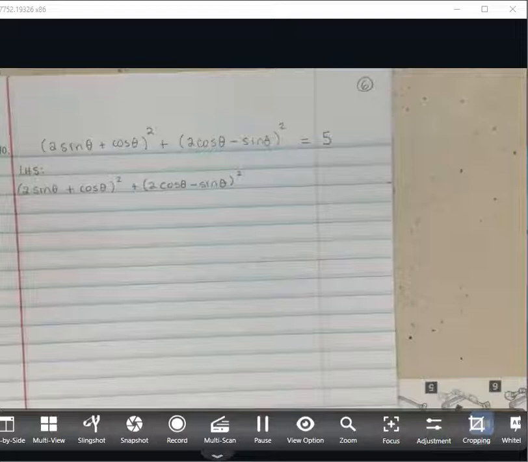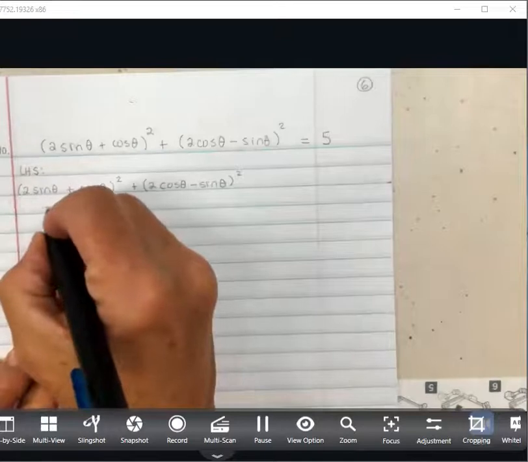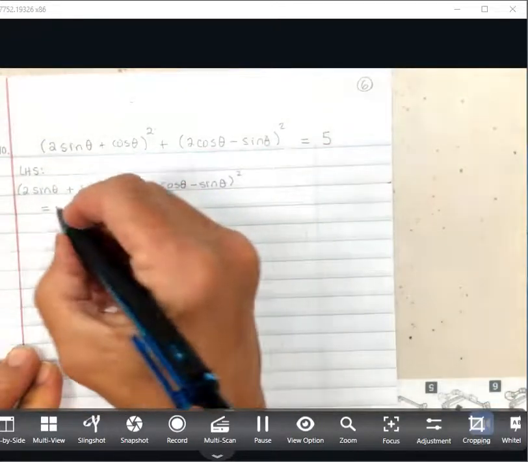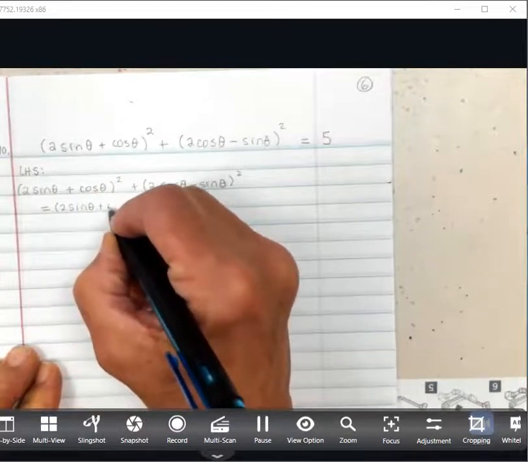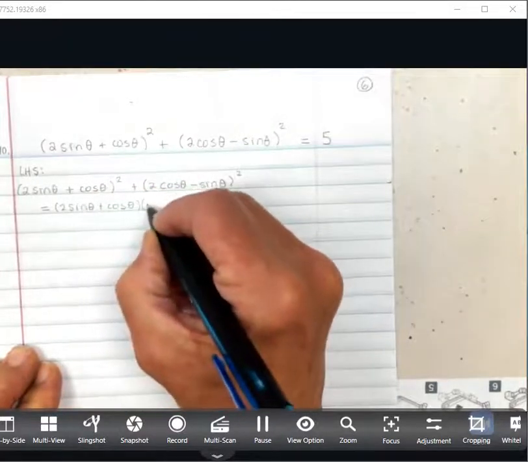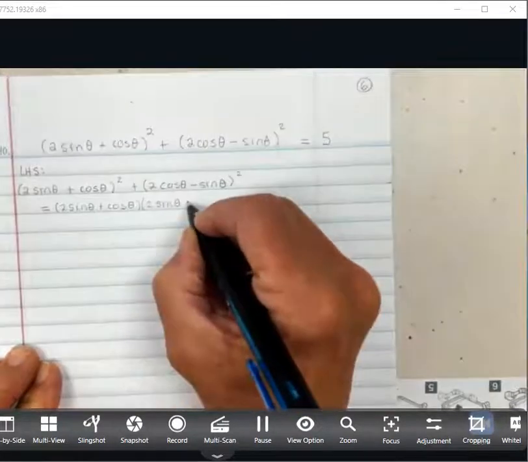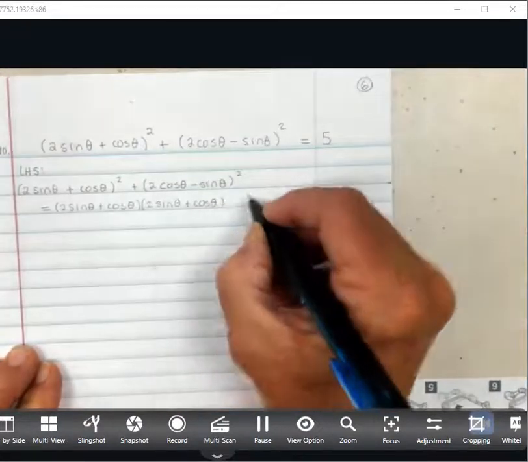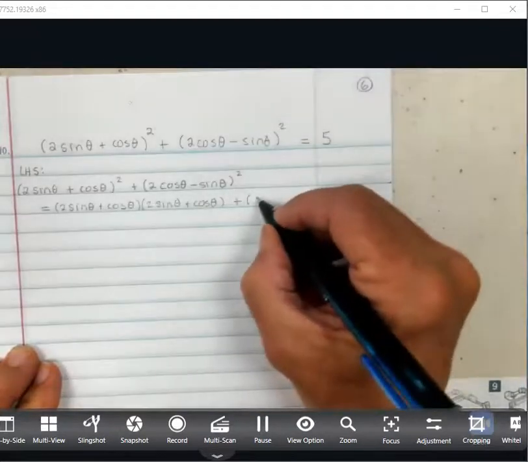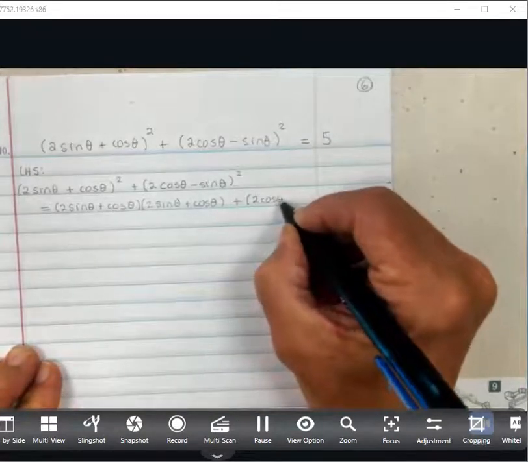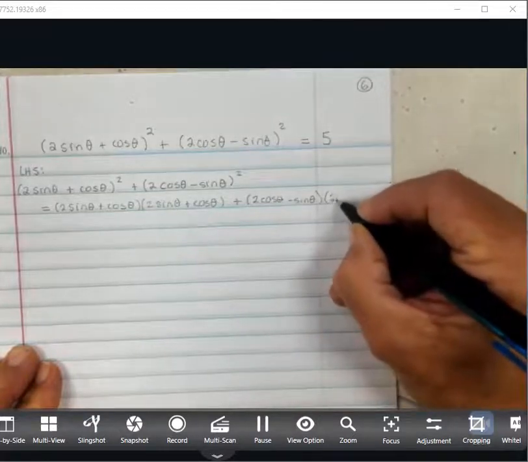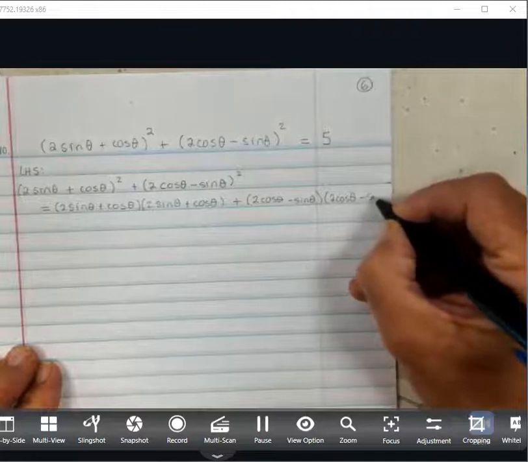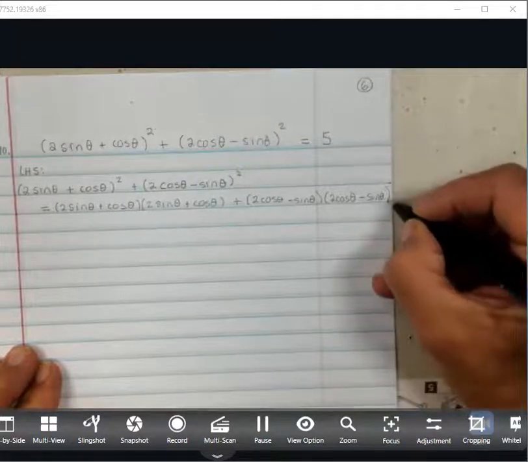So what I'm telling you is you're going to square this by multiplying this stuff by itself. So you're right, you need a big old line here. You're going to take 2 sine theta plus cosine theta and multiply it with itself. Then you can do the same deal with that. You're going to take 2 cosine theta minus sine of theta and multiply it with itself. Just barely fit.